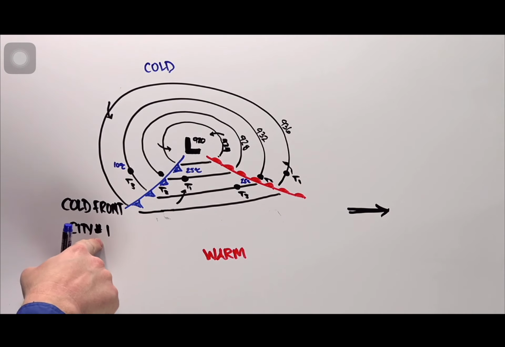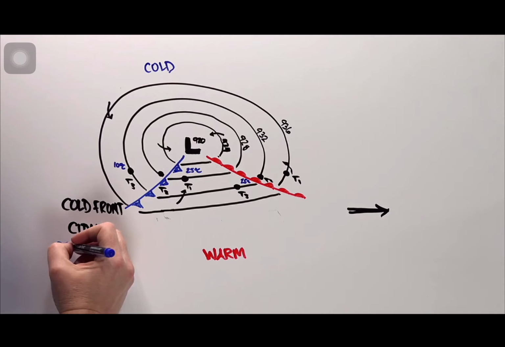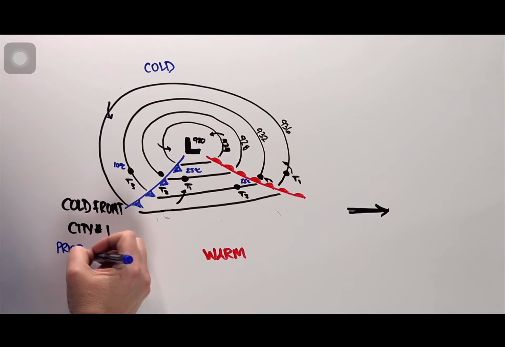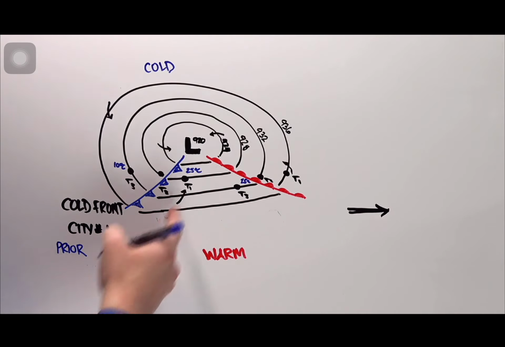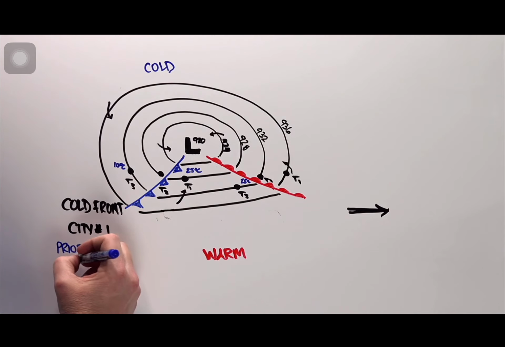But let's look at city number 1. So time 1, this is prior to the front. What are the temperatures? Well, they're nice and warm. Pretty easy to see. What about the winds?